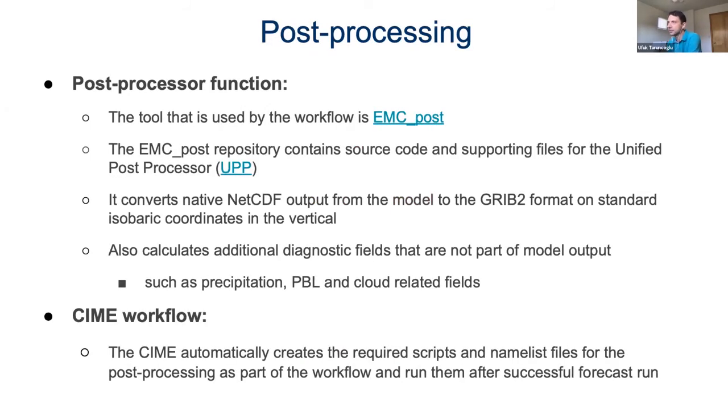And the last step is the post-processing, where the EMC post or UPP is used. Basically that gets the output of the forecast in a GRIB2 format, and then creates some additional diagnostic fields such as PBL related fields, precipitation, and cloud related fields. Those are not included in the raw model output, so you have to use different fields to calculate all those things. The workflow does the same thing as in the pre-processing step. It automatically creates all the required scripts, namelist files, everything in the background, and then just triggers the post-processing step to process all the model output at this point.